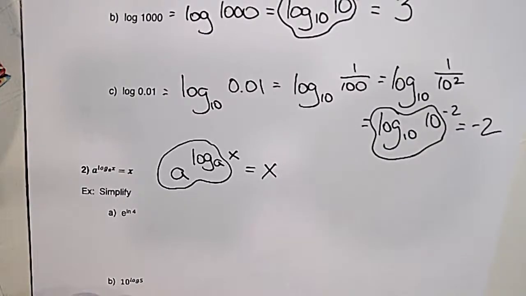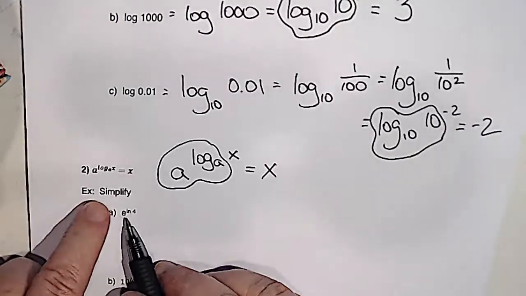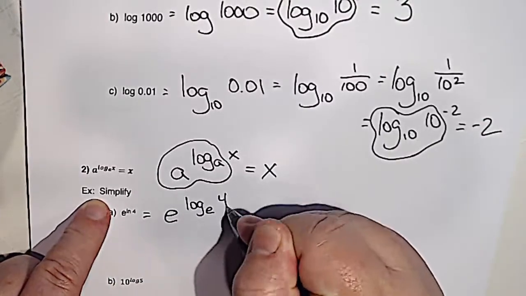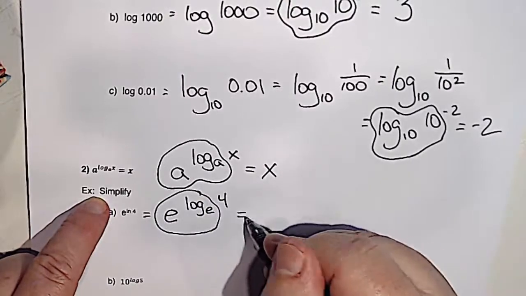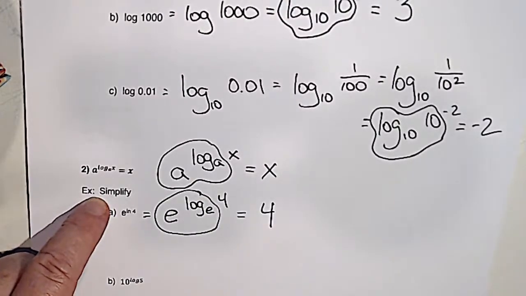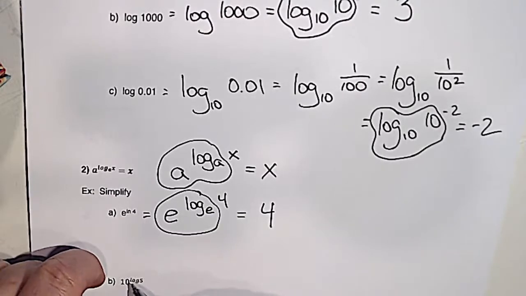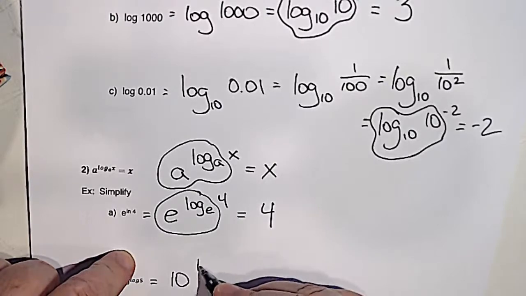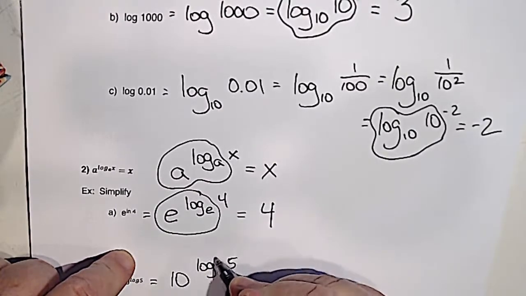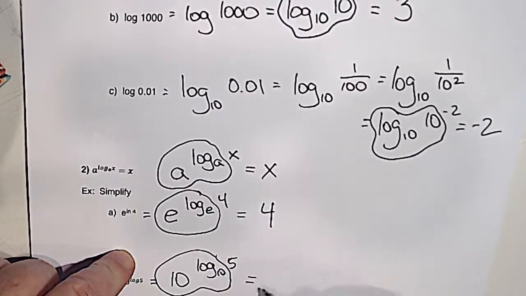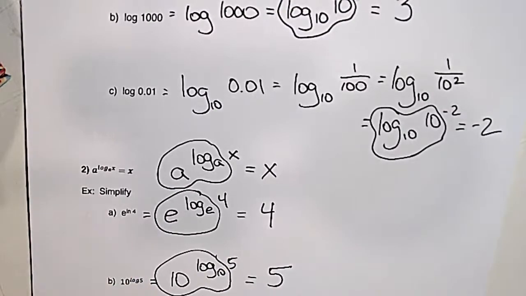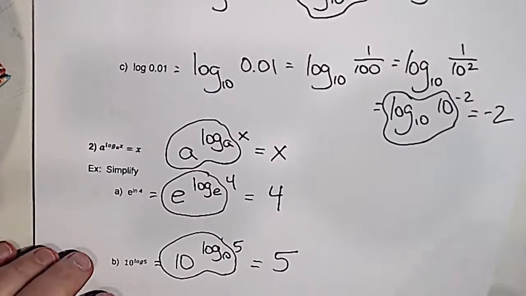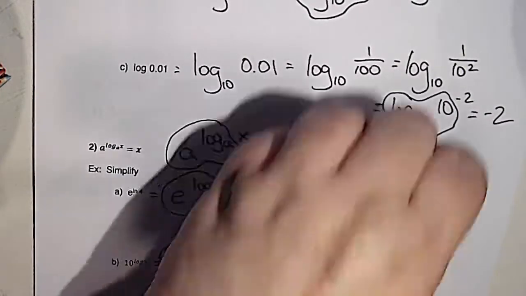So together, e to the natural log of 4. In other words, e to the log base e of 4, pew pew, and we've got 4. 10 raised to the log of 5. That's 10 raised to the log base 10 of 5. Pew pew, we get 5. So logarithms and exponentials undo each other. They cancel each other out. They are inverses.